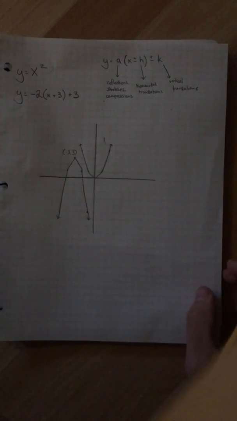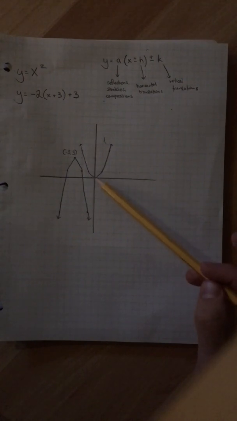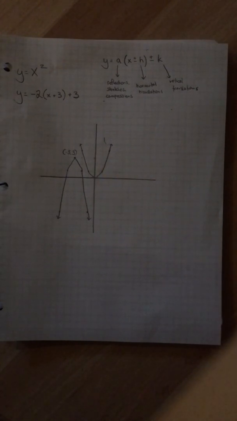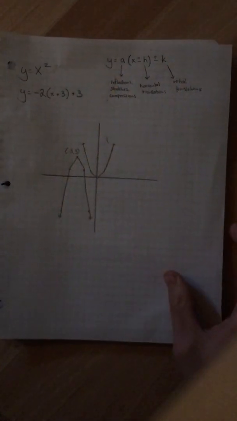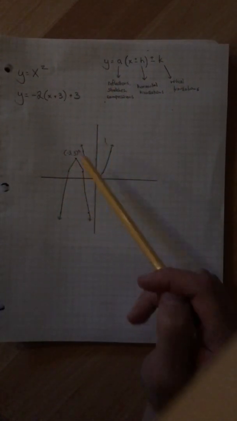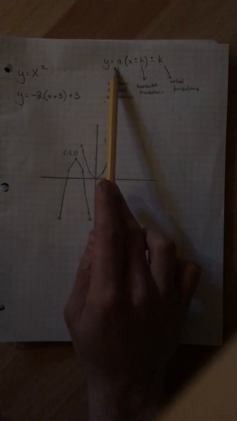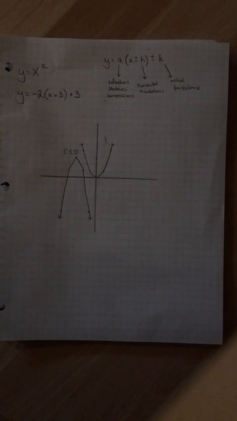So right away, you see some very obvious differences between these two functions. The first is that it has been vertically translated up 3. The second is that it has been horizontally translated to the left 3. The third thing that we did was we reflected it in the x-axis because it was negative a. Remember when I said if a is negative, you reflect it?